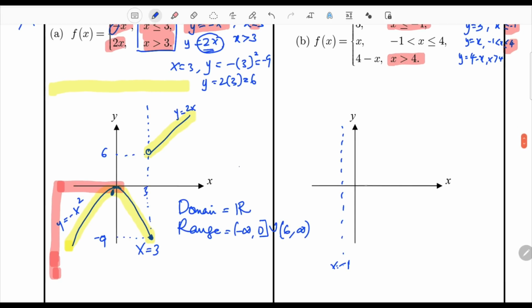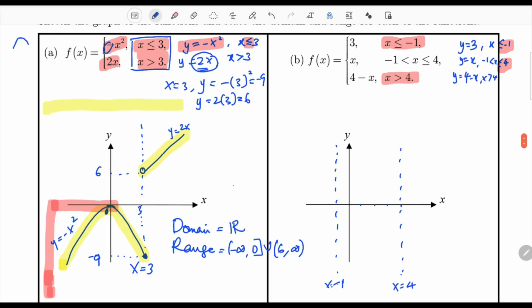And then find 1, 2, 3, 4. Somewhere here. So this is when x equals 4. Before, when x is less than or equal to negative 1, the value is y equals 3. So we've seen before, somewhere here, this is 3. Right, so you have the equal sign, so that will be the shaded circle.